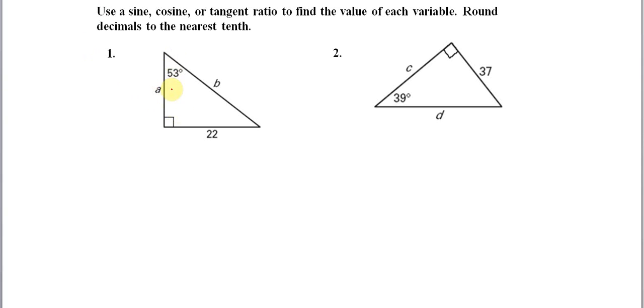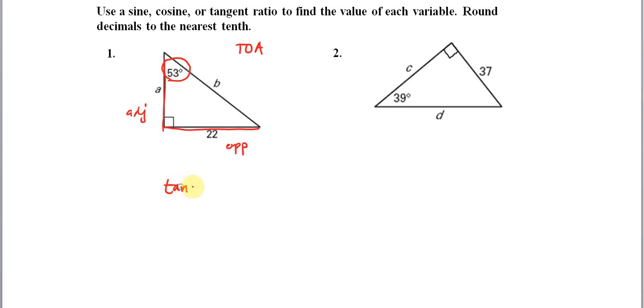In this first problem, we're going to use 53 degrees as our reference angle, and we're going to try to solve for the value of the variable a. With the 53-degree reference angle, a is the adjacent leg, and the value that we actually know is this leg right here, which is the opposite leg. If we're working with the adjacent and opposite, that indicates that we should be using the tangent ratio. Remember SOHCAHTOA: tangent is opposite over adjacent.